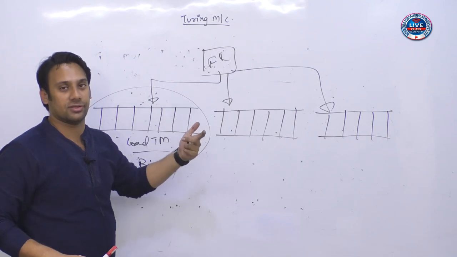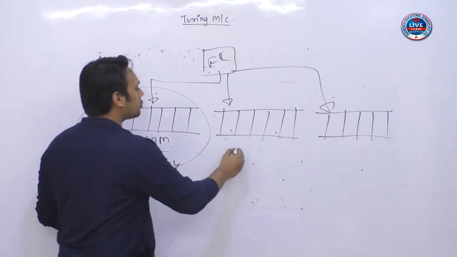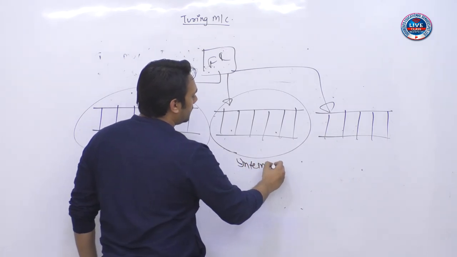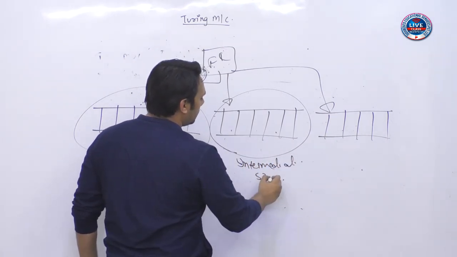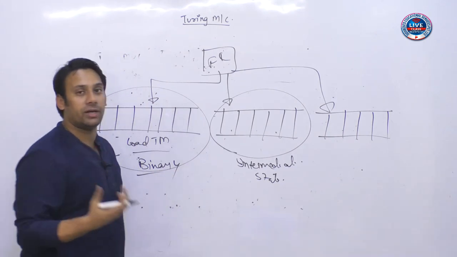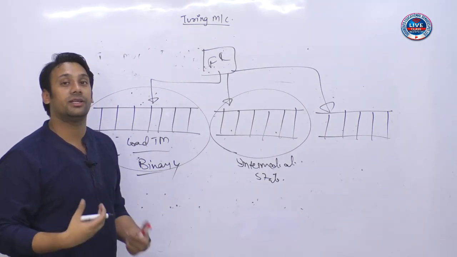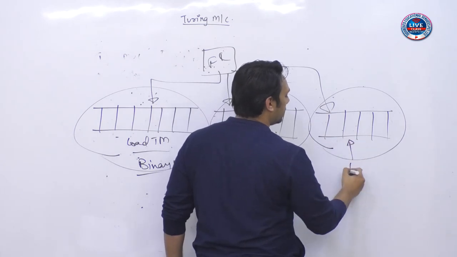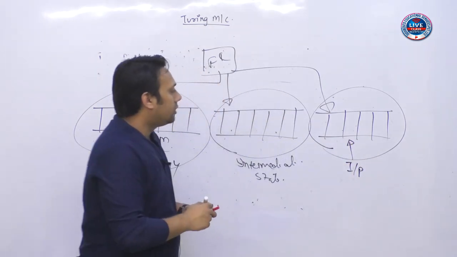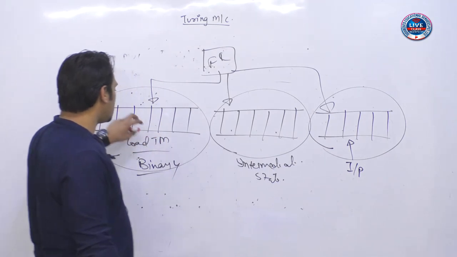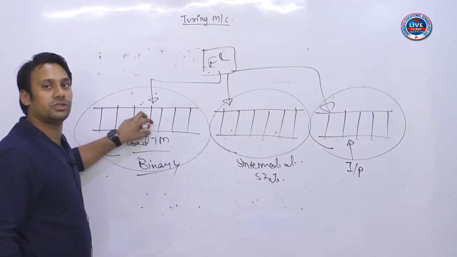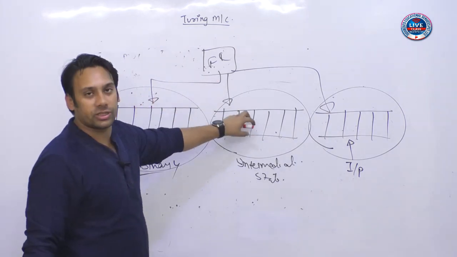binary instructions. And then you can store your intermediate state here, the intermediate state, which location I am presently at, and here you can give your input. So what you can do is read the input, go to this definition and see what operation you have to perform or which state you have to go to, and then store that current state here.